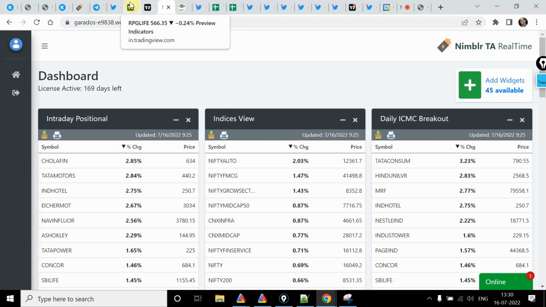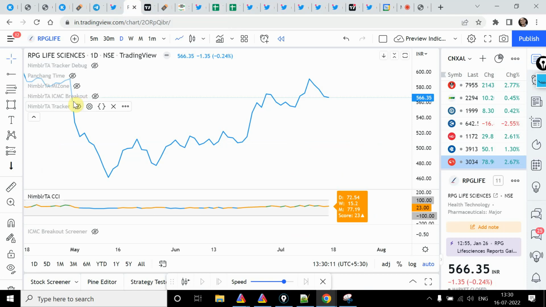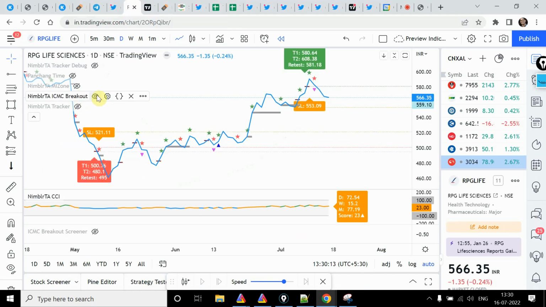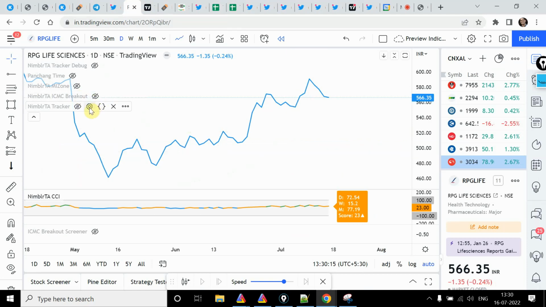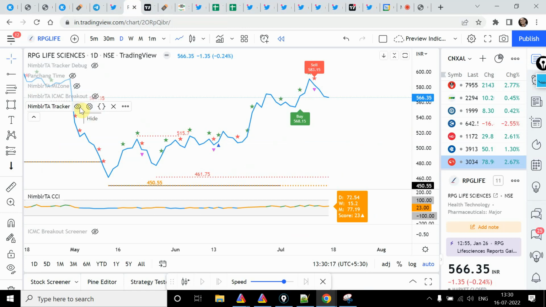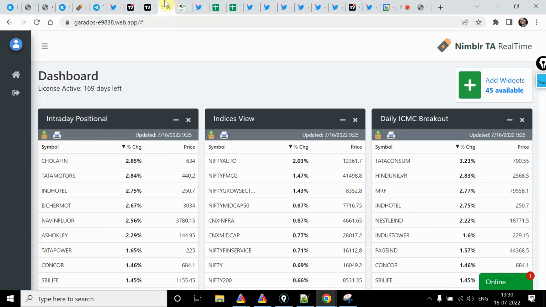So suite-wise, depending on what you are looking for, if you're looking for ICMC breakout, you will have a license for it. If you're looking for the NimblrTA Tracker yearly, you will have a license for it. If you're looking for 1 month of the real-time dashboard, you will have a license for it as well. So based on what you are looking for, that can be worked upon easily.